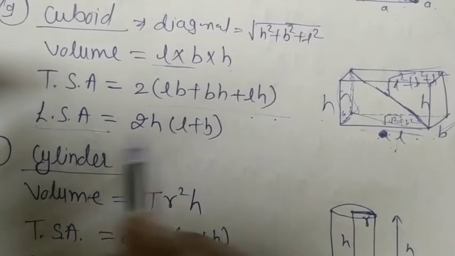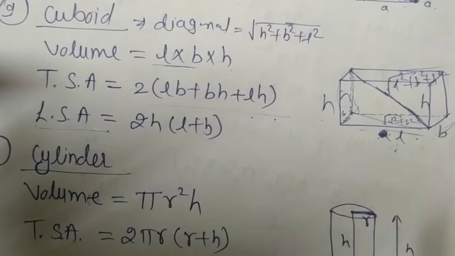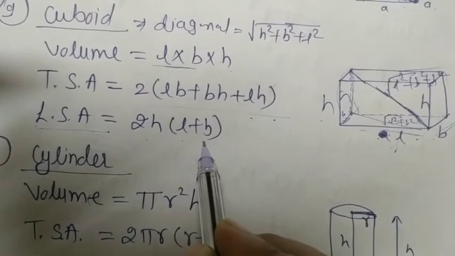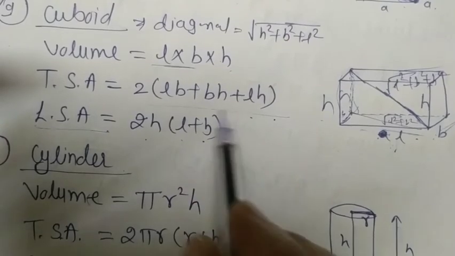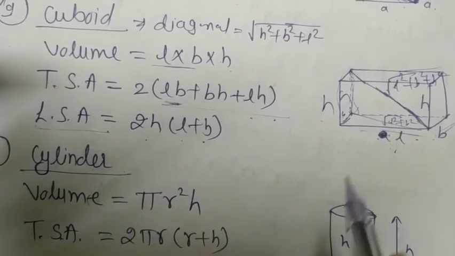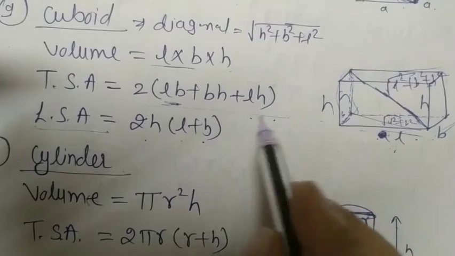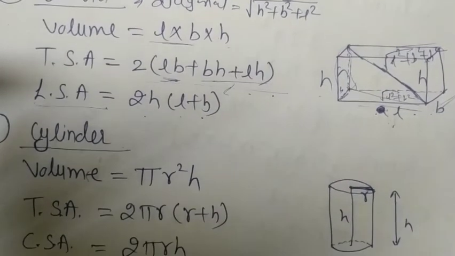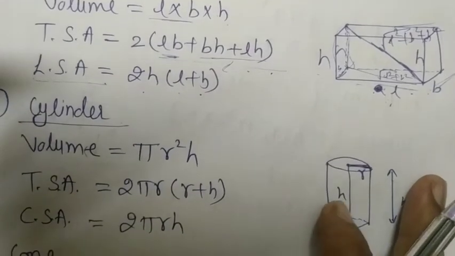And the lateral surface area means the area of all 4 sides. That is 2H(L + B). In this, we will not have the upper and bottom part. Taking only this part, that will be 2 times H(L + B).